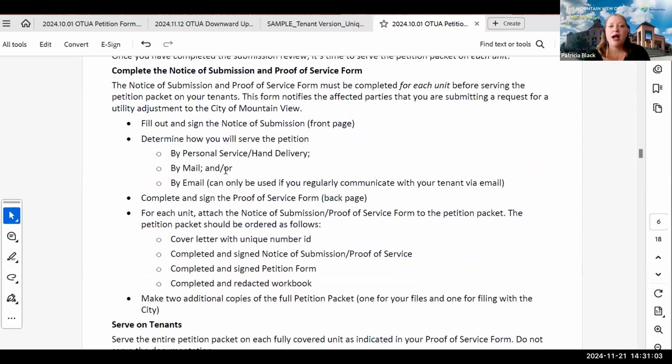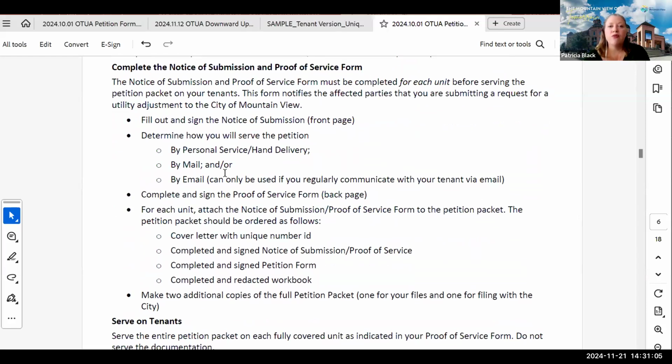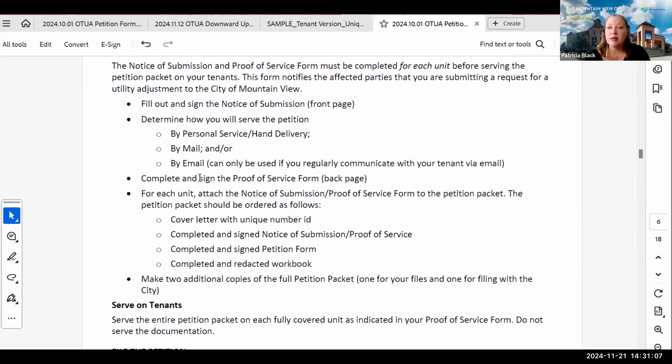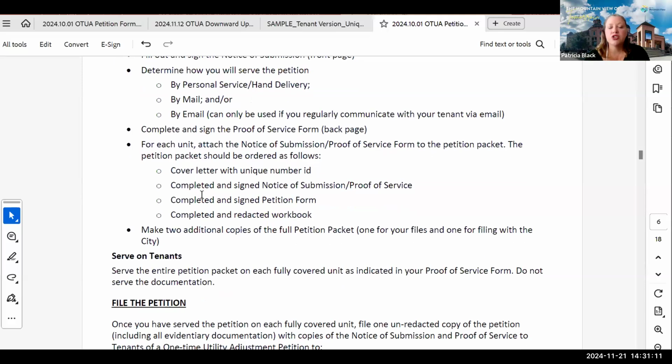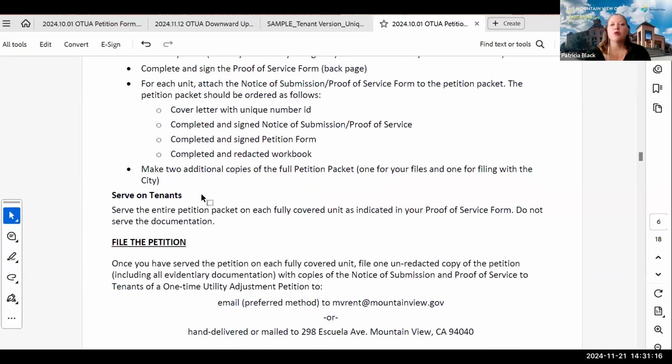And then you need to figure out how you'll serve the petition. For that, you need to sign the proof of service form and then attach information to the notice of submission and proof of service form. So you're going to have the notice of submission and proof of service, a completed and signed petition form, and a completed and redacted workbook.